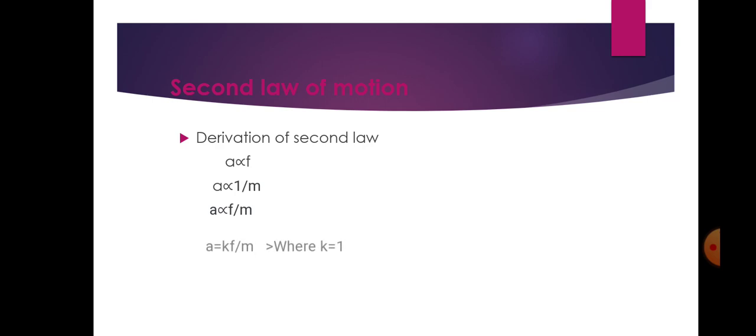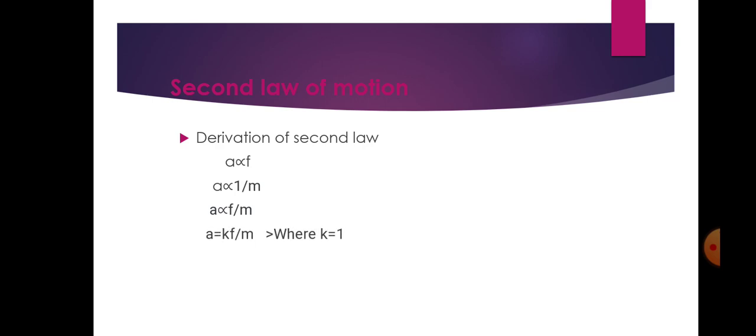Now we will discuss how this law is derived. First of all, our first statement was that acceleration is directly proportional to the force. The second one is that acceleration is inversely proportional to the mass of that object. Now, if we write them simultaneously, acceleration is directly proportional to the force and inversely proportional to the mass.